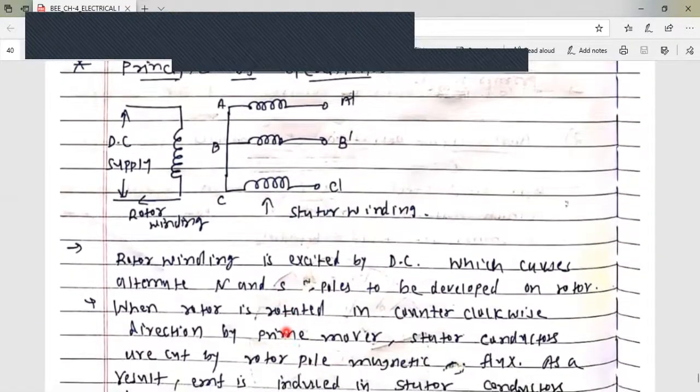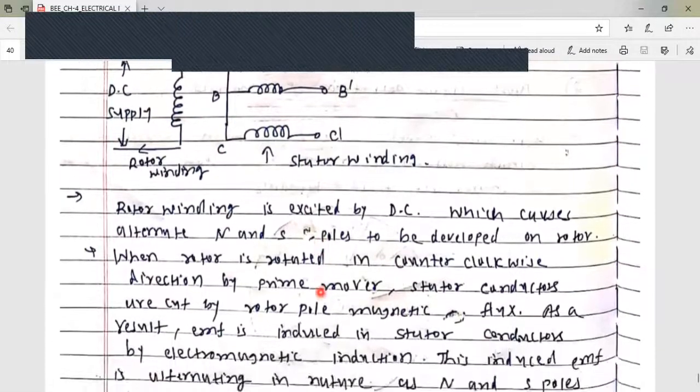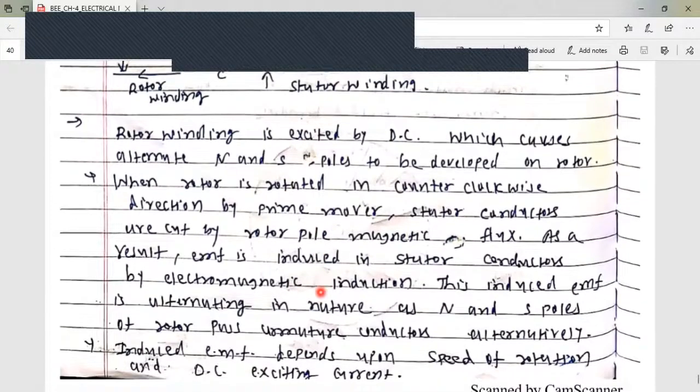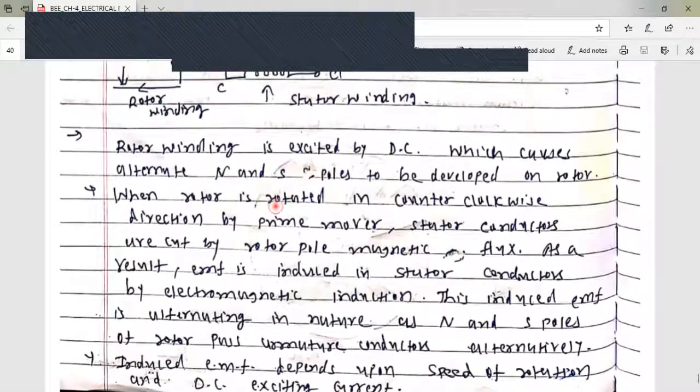When we give supply to the rotor winding, we produce a magnetic field with alternating poles. When the rotor is rotated in counterclockwise direction by the prime mover, the stator conductors are cut by the rotor magnetic flux. So EMF is induced in the stator conductor by electromagnetic induction. And this EMF is alternating in nature. That's why the synchronous generator is also known as alternator.